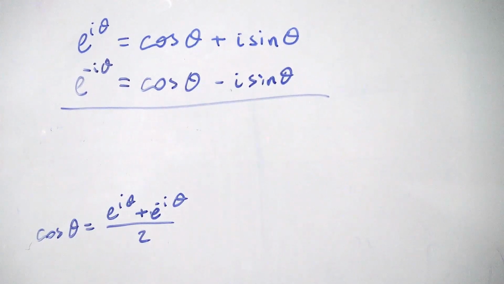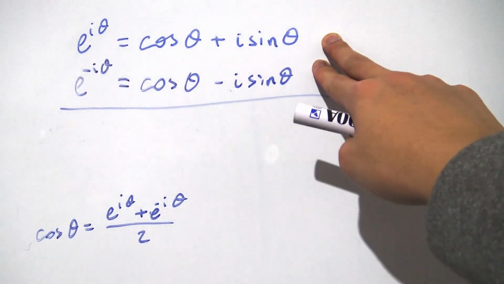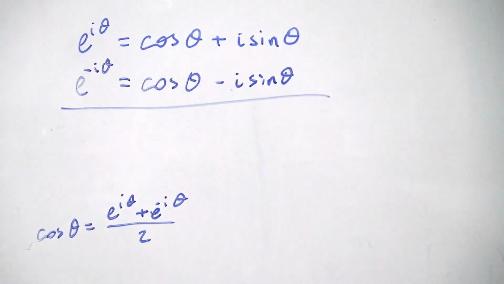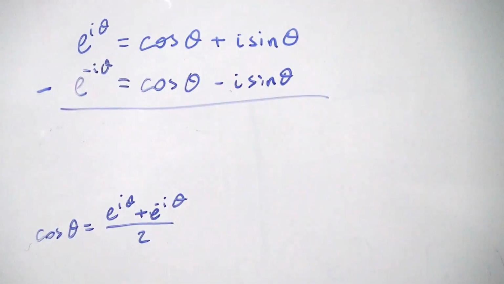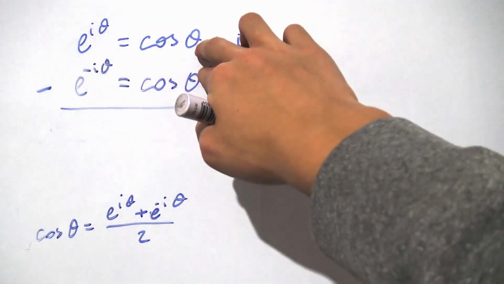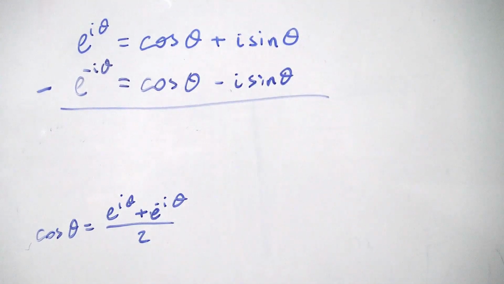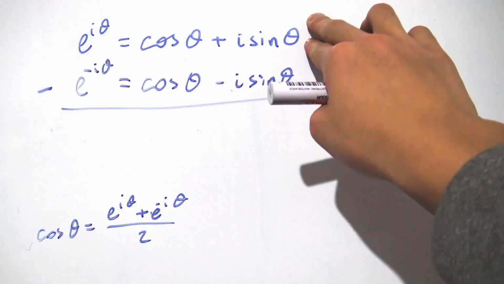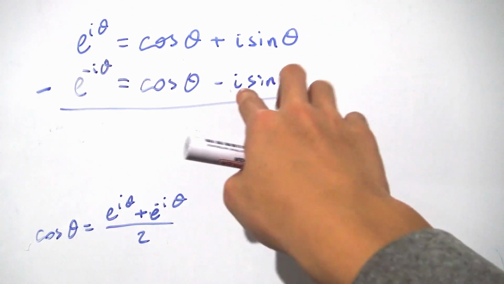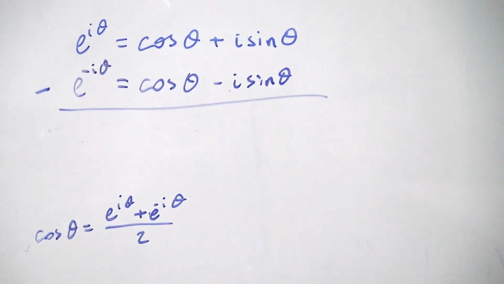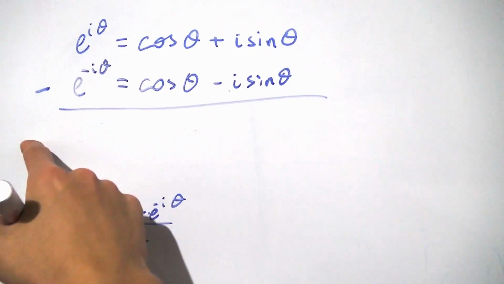So how about for the sine? Well, we still need these two formulas right here, but instead of adding this time, what we're going to do is subtract. And why do we subtract? Well, we want to get rid of these cosines right here, because cosine minus cosine is exactly 0. And if we have i sine theta right here, minus a negative i sine theta, we're going to get 2i sine theta.